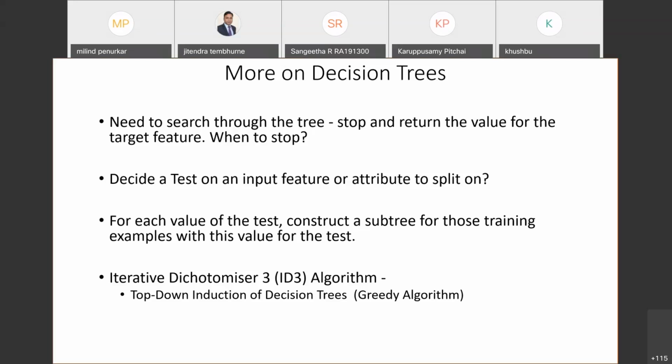Decide a test on the input feature or attribute to split on. And for each value of the test, construct a subtree for those training examples with this value for the test, right? Introducing this algorithm called the iterative dichotomizer, which is the ID3 algorithm. And this is an algorithm which is a top-down induction of decision trees, and it's basically a greedy algorithm.